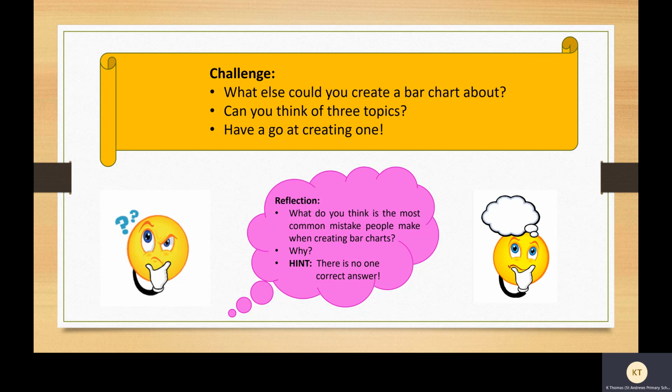Well, what do you think is the most common mistake people make when creating bar charts? Why do you think that is? And there's a top tip, a big hint, it's in bold. There isn't one correct answer. There are several answers that could be given for that, but your teachers only want you to tell us one common mistake that people make when they create bar charts.